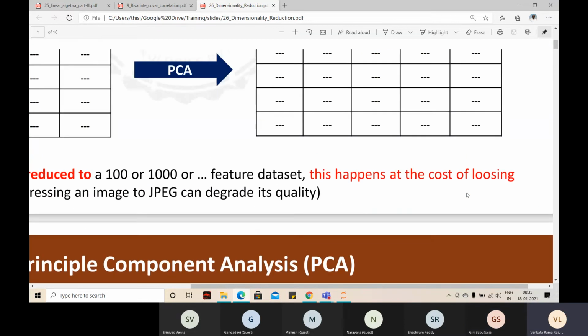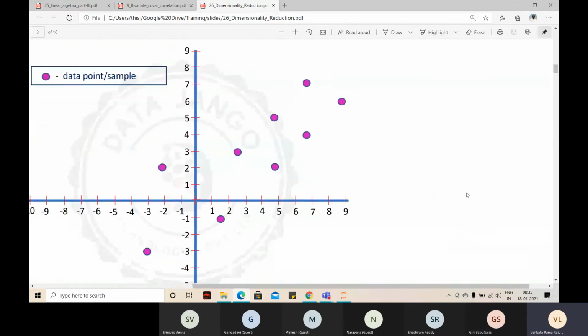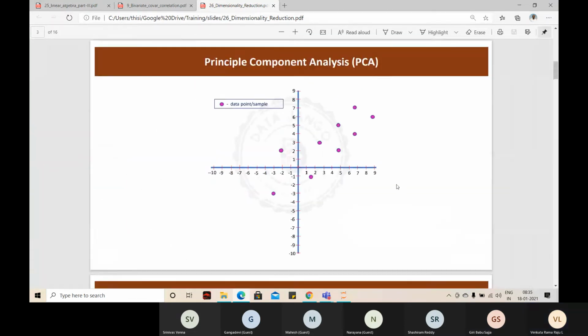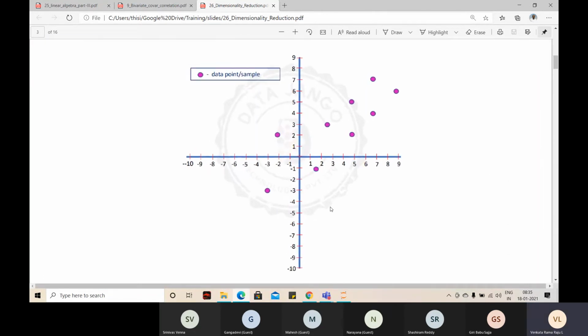No, sorry, don't look at the orange line. Let me show this diagram. This is the original data. Suppose there is a green line in this direction and an orange line in this direction. In which direction is the data strongly correlated? The green line, right?